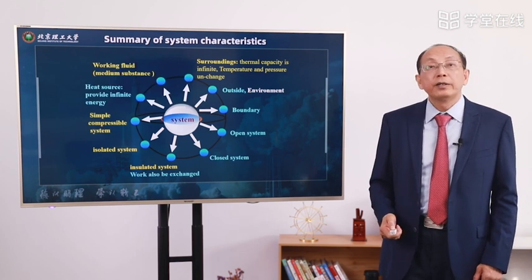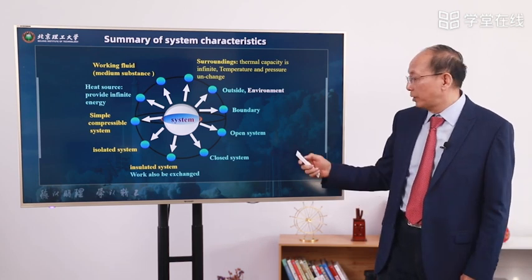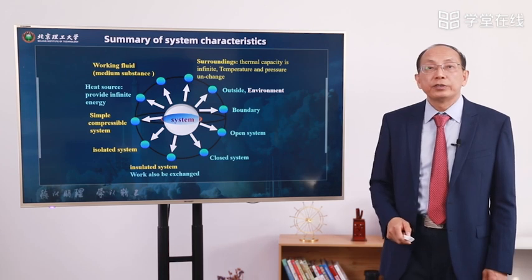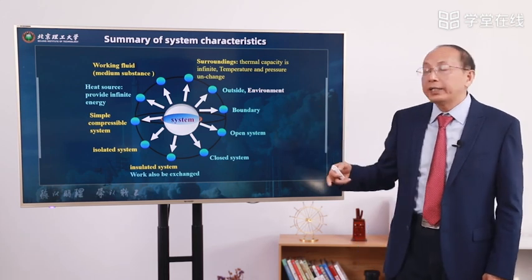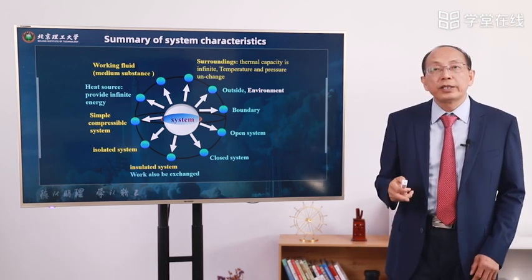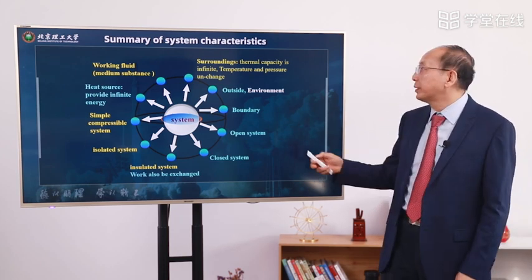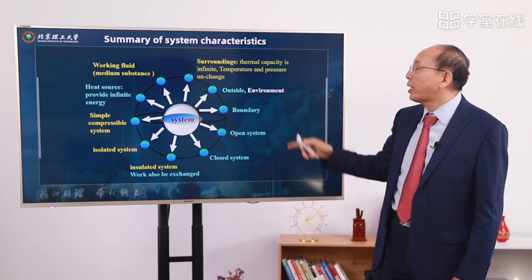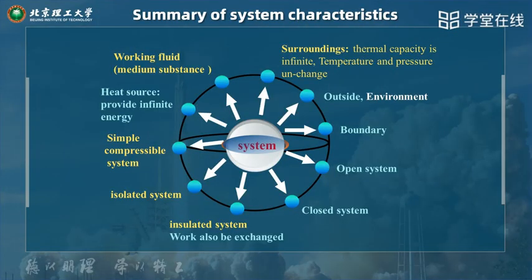Here we give a review of the system and the contents of this section. Firstly is the working fluid in the system. Outside of the system are the surroundings. Generally, we think the surroundings have a very big, infinite thermal capacity, with temperature and pressure unchanged. Outside of the system is just the environment, the surroundings. Between the system and surroundings is the boundary.